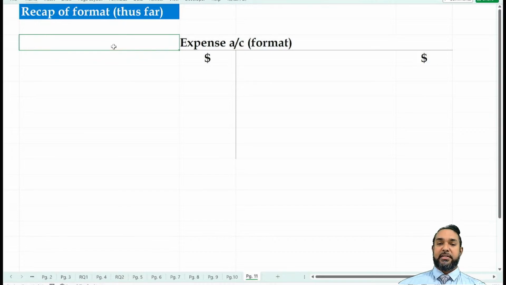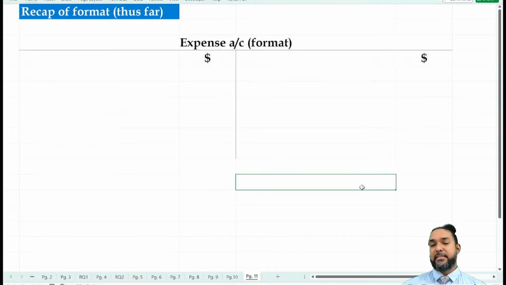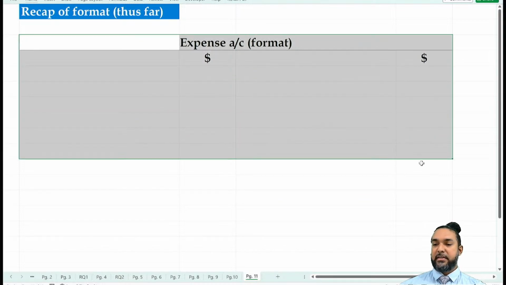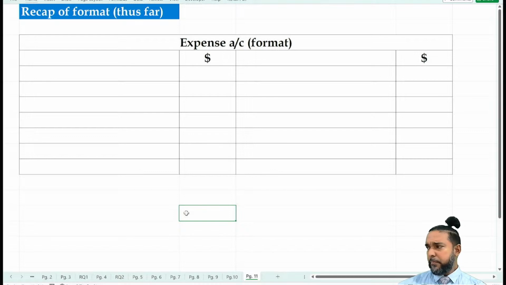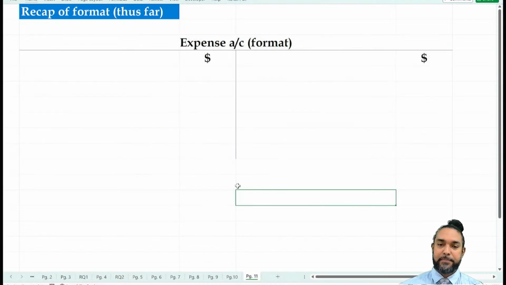Now, like I said, this format here is a kind of template, right? Let me put in all the borders now. I kind of prefer a scaled down version with less lines, but sometimes you need lines, right? Okay. So actually, you know what? No, I'm just going to put that back.